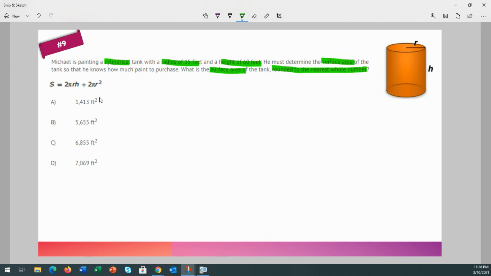But do we use 3.14? Do we leave the pi symbol in there? Do we need to use the pi button on our calculator? Like, what's going on? It doesn't really tell us. So I'm going to look at my answer choices. None of them has the pi symbol in it.